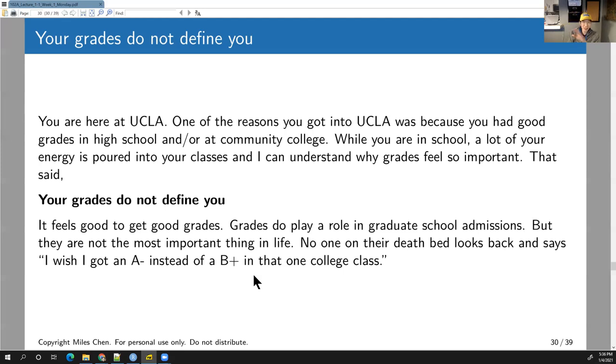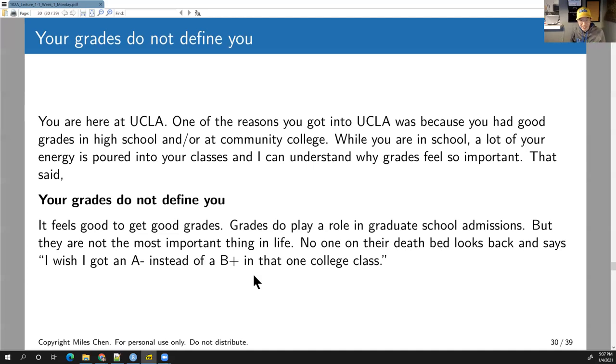Okay. So you're here at UCLA and the reason why you got to UCLA is because you had good grades, either in high school or community college, right? You don't get into UCLA if you had bad grades, right? So all of you got here because you have a history of good grades, and maybe at UCLA you've continued getting good grades, or maybe at UCLA it was like, pow, your grades are the worst grades you've ever gotten in your life.